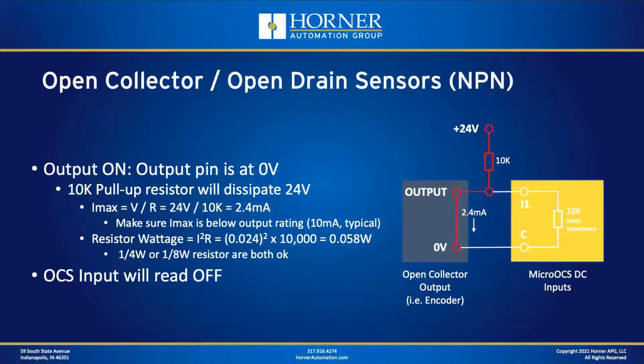The other thing we want to double check is the wattage on our pull-up resistor, because 2.4 milliamps is the maximum current that's going to be flowing through that resistor when the open collector output is on. When we do that calculation, we can see that's 0.06 watts, pretty small. That means we can use a 1/4 watt or 1/8 watt resistor, no problem, as our pull-up resistor.